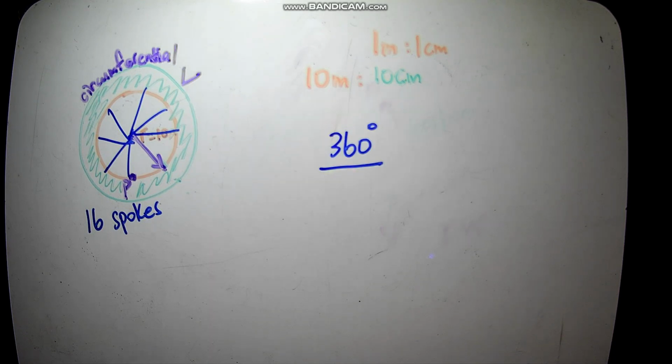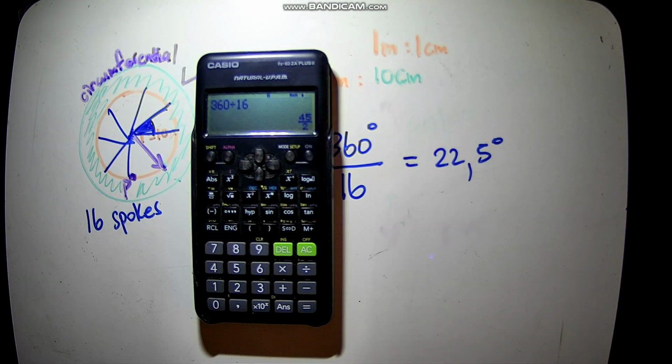So keeping in mind that a full rotation has 360 degrees and there are 16 spokes in the wheel, this would mean I'd have to divide it by 16 to know what each sector is. So dividing that by 16, I'll get an answer of 22,5 degrees. Don't forget to press ST.